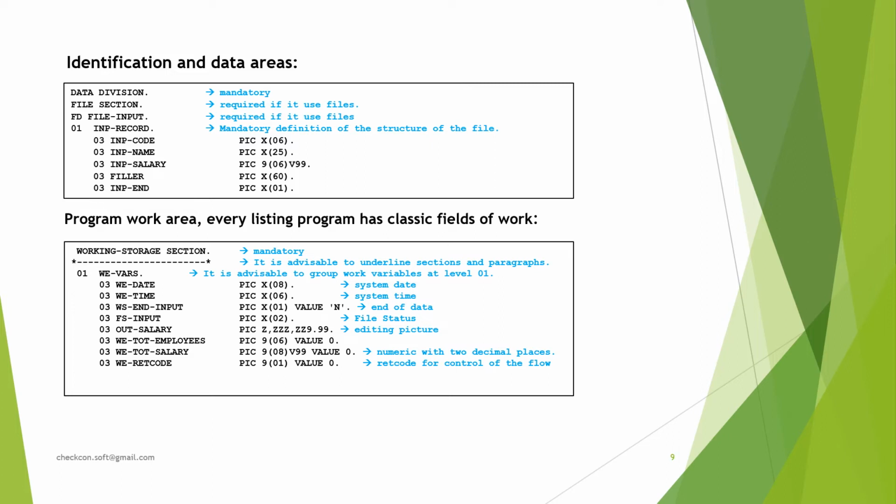Program work area. Every listing program has classic fields of work. Working-storage section. Mandatory. It is advisable to underline sections and paragraphs. 01 WE-vars. It is advisable to group work variables at level 01.